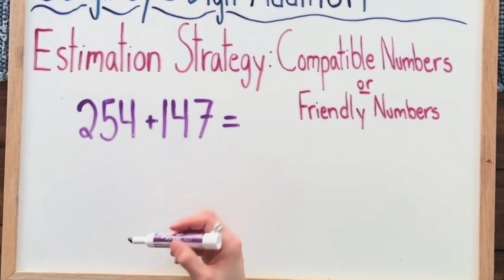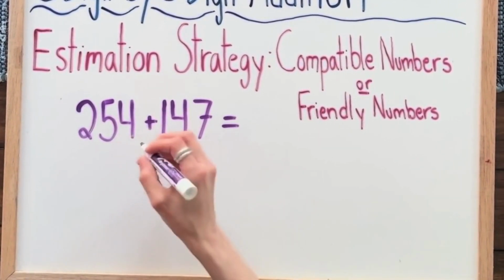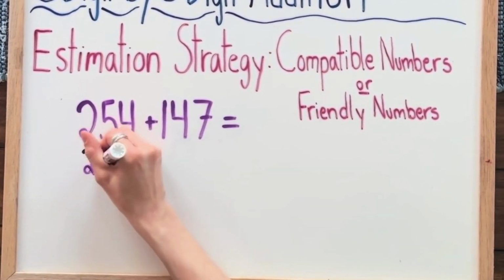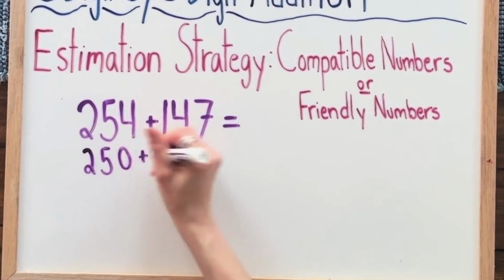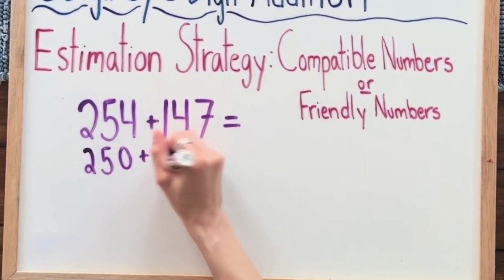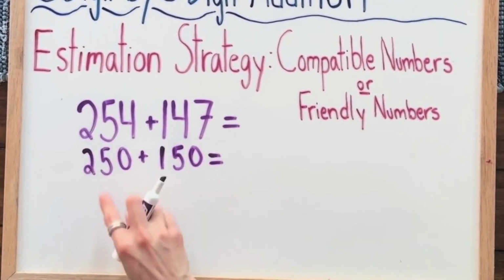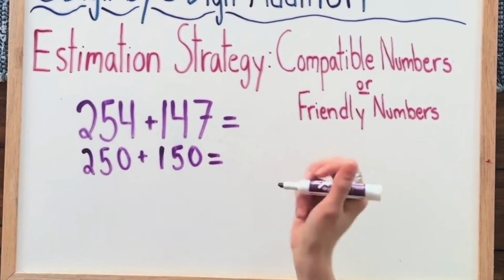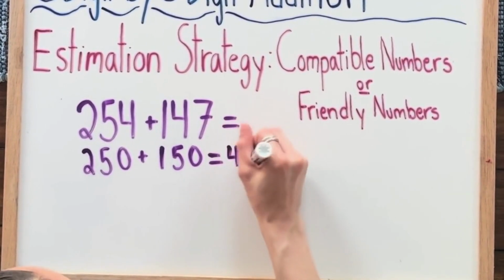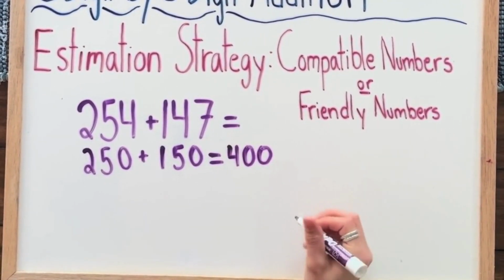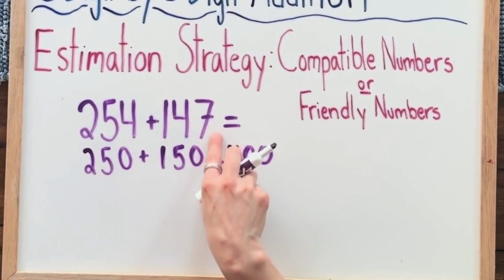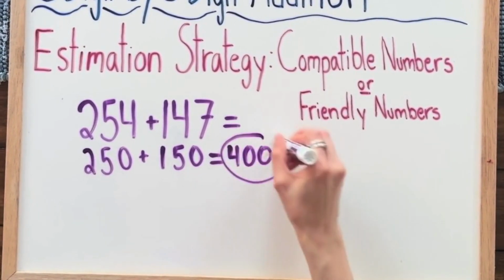So to make this a friendly number, we are going to round 254 to 250 and 147 to 150. And we know by adding 250 with 150, that gives us a total of 400. So my estimate for 254 plus 147 is roughly going to be around 400.